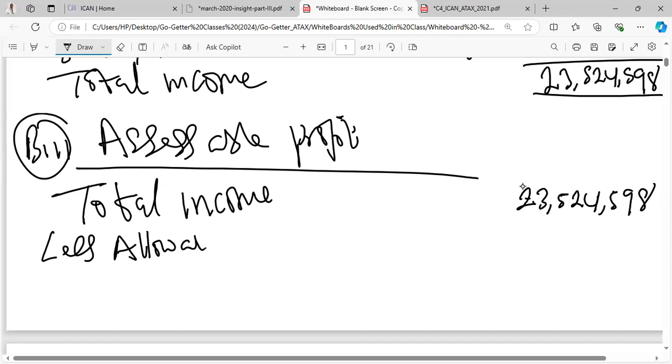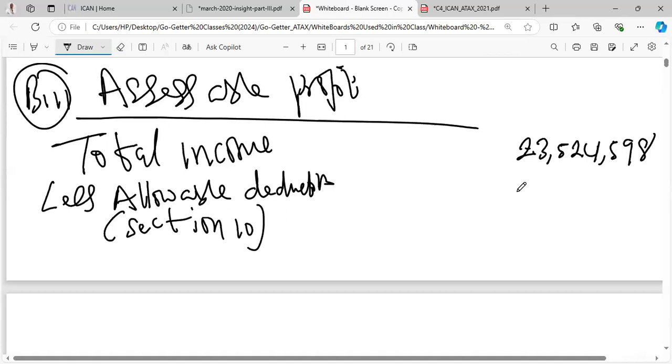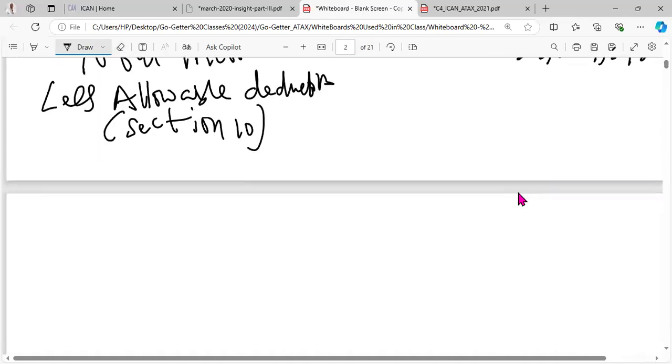allowable deductions. Sometimes they will tell you it's section 10 of the PPA. Section 10 of the Petroleum Profit Tax Act gives you the allowable deduction. So it's not compulsory to say section 10, but if you put section 10 to impress your examiner, it doesn't add any mark to you.